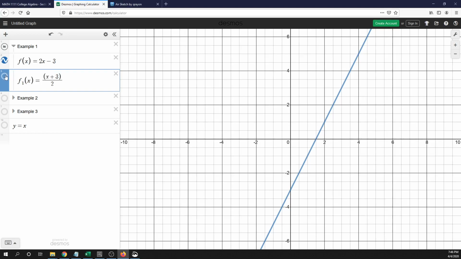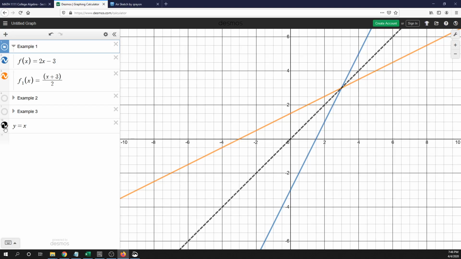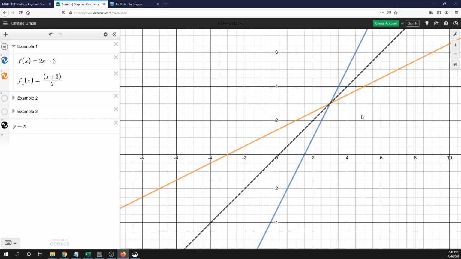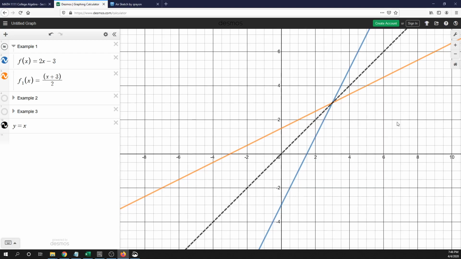This is the inverse. Okay, so when I graph out the inverse, its graph is also a line, right? And it's this orange line right here. And so you can see the key fact is that if I take a look at the graph of y equals x, which I'm going to draw in as a dotted line here, it's not part of the graph of either of these functions. It's just kind of a guideline.